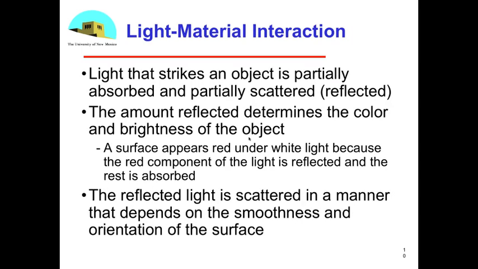Okay, so let's look at light material interaction. Let's not worry about global things for now and just say, here we have light that's striking an object. We said that some of it's reflected, some of it's absorbed. The reflected part is called scattered because it can go in all directions depending on the material. So the amount that's reflected is going to give us the color that we see and how bright that color is, or the shade that we see.